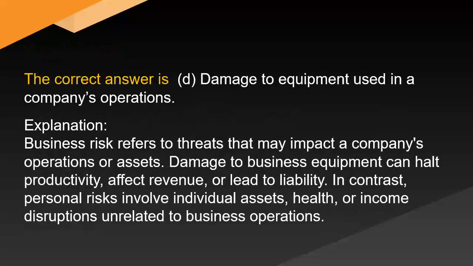The correct answer is D. Damage to equipment used in a company's operations. Explanation. Business risk refers to threats that may impact companies' operations or assets. Damage to business equipment can halt productivity, affect revenue, or lead to liability. In contrast, personal risks involve individual assets, health, or income disruptions unrelated to business operations.